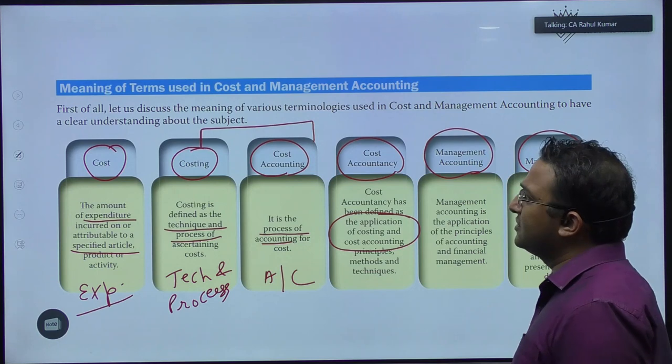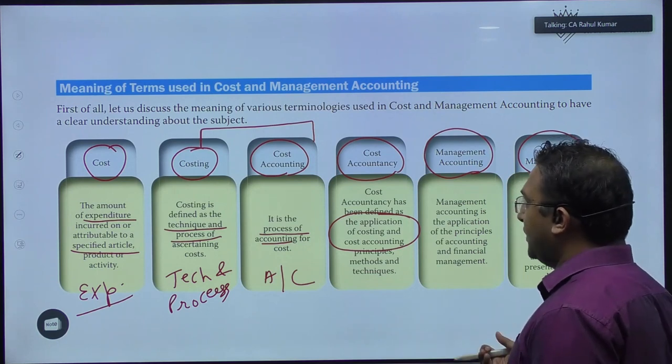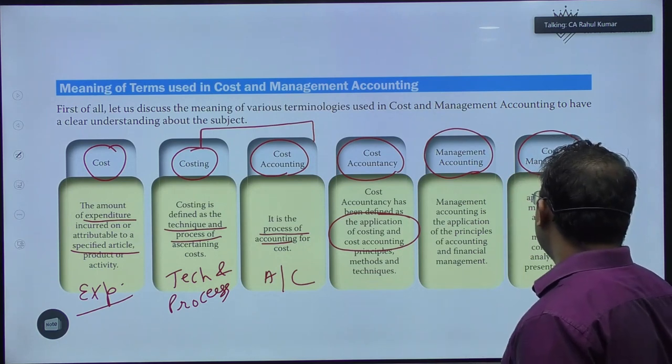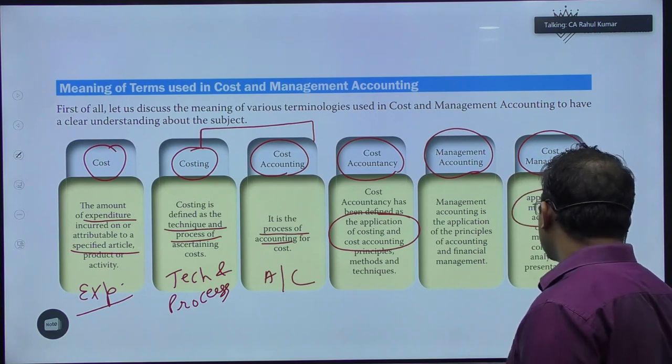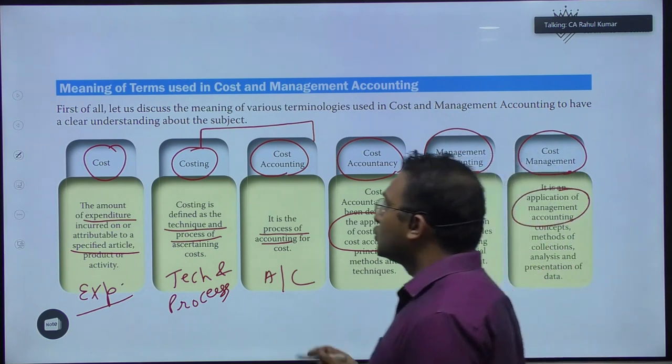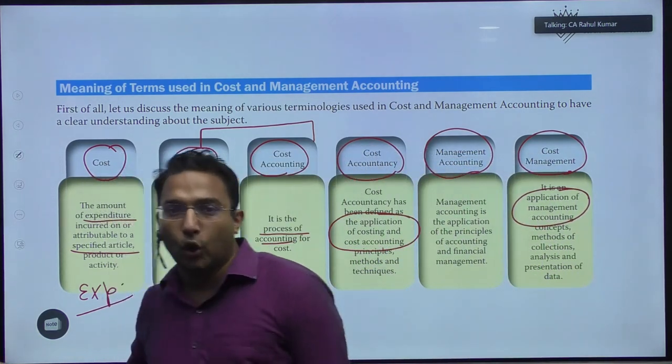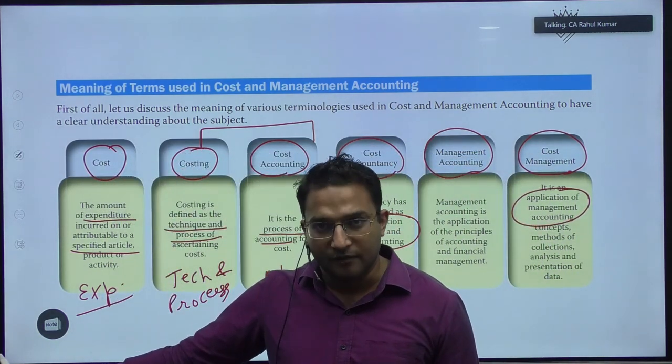This is a discipline. This is more of a discipline study part, right? Then cost management. Cost management is basically application of management accounting concept, methods of collection, analysis, and presentation of data. So in this micro analysis, you should know what is the difference between each term.